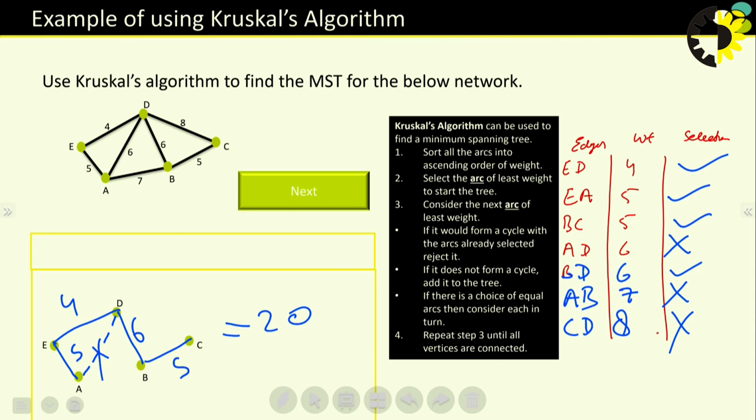Okay. Any confusion? So here the algorithm is already present. Sort all the arcs into ascending order of the weight. Select the arc of the least weight to start the tree. Consider the next arc of the least weight. If it would form a cycle with the arcs already selected, reject it. If it does not form a cycle, then add it to the tree. If there is a choice of equal arcs, then consider each in turn. And then repeat step 3 until all vertices are connected. Any confusion?